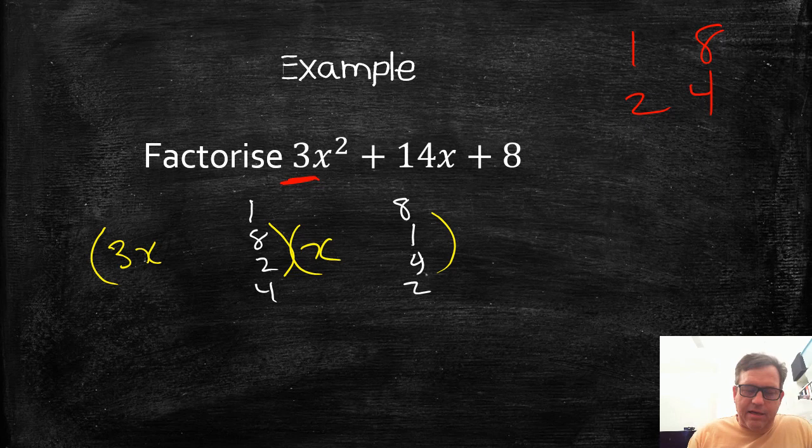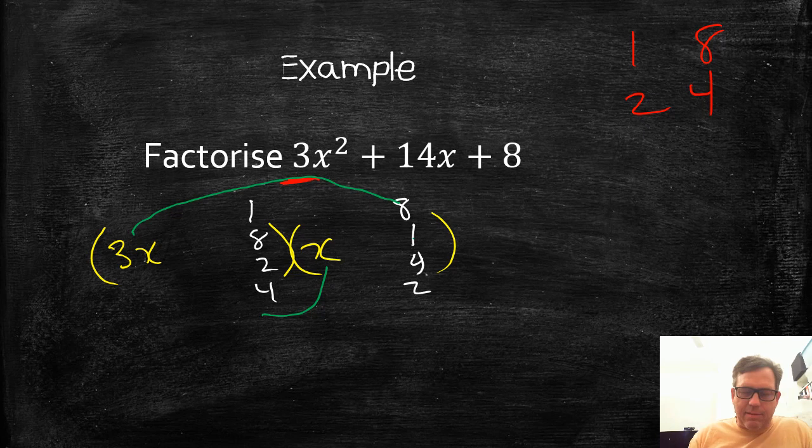Well, the 1 times 8, or 8 times 1, they all multiply to 8. But how am I going to get my 14x? Well, remember, I'm going to do 3x times whatever number this is here, and I'm going to do this number here times the x, and that needs to get 14. So if I did 3x times 8, that would be 24x. Right away, we can see that's going to be too big. If I did 3x times 1, that's 3x, and I still need 11x. I can't get 11x the other way around. So that's not going to work.